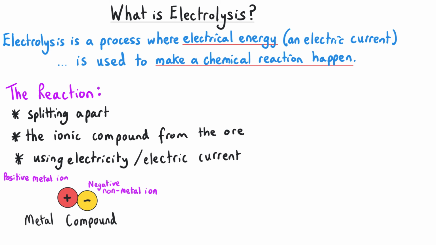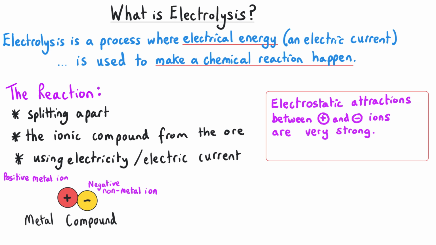And the electrical energy provides the driving force to separate these ions. Remember, they are held together by strong electrostatic forces of attraction in the 3D lattice when the ionic compound is a solid. And these electrostatic attractions are strong and they require a lot of energy to overcome, and that energy comes from the electric current.